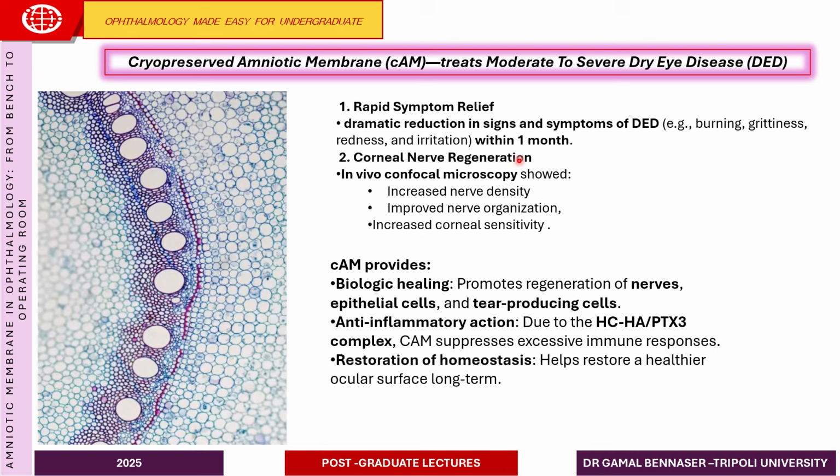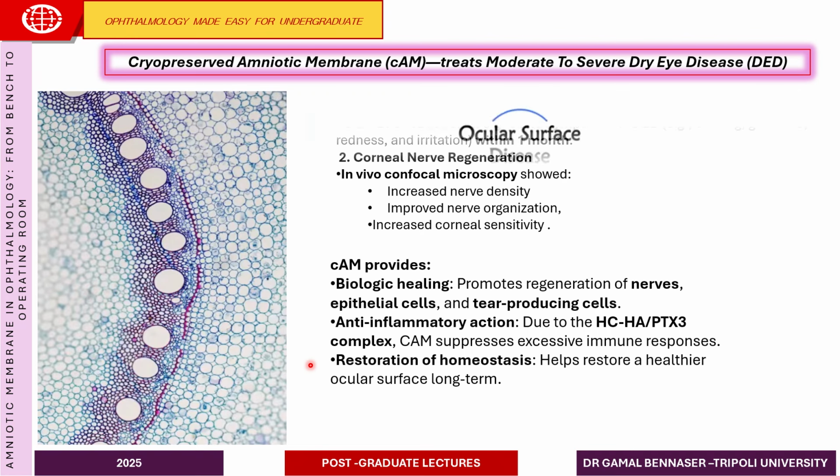And as I said, the reason is that it contains a high amount of biologically active ingredients and promotes epithelial cell healing as well as tear production, and it has an anti-inflammatory role, especially the high molecular weight hyaluronic acid, Bintex 3. I will speak about it later. And it is very important to restore the homeostasis of the ocular surface.